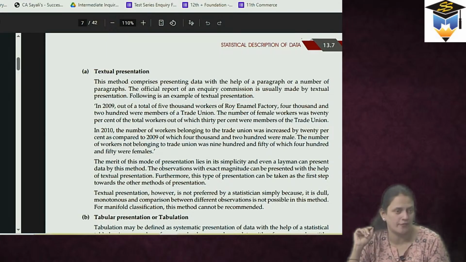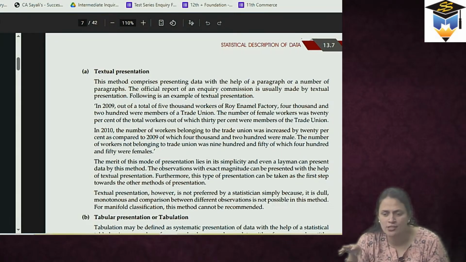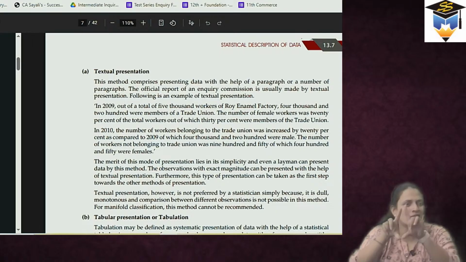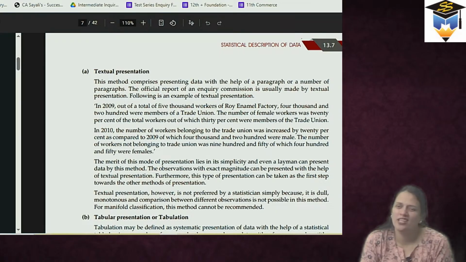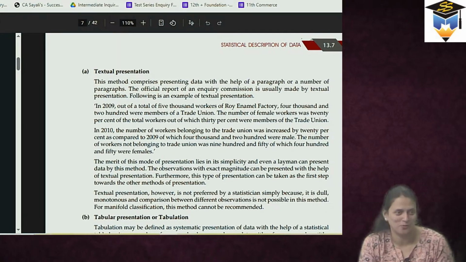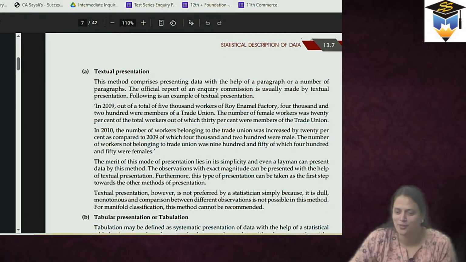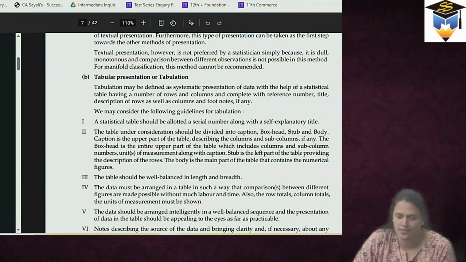If you see the textual representation, this method comprises presenting data with the help of a paragraph or a number of paragraphs. So the official report of an inquiry commission is usually made by textual representation. So what is textual representation? Have you understood? It means in the form of a text, but it is very dull, boring. Who will read so much, ma'am? No. Table is much easier. So that is next, which is nothing but the tabular presentation. Now tabular presentation is interesting.